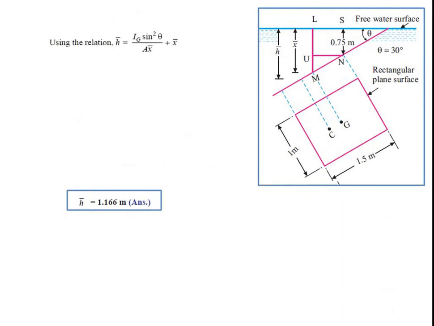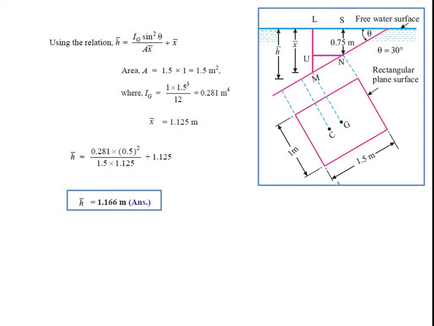Now height of center of pressure, using the relation h bar is equals to Ig sin square theta divided by A x bar plus x bar, we know that area is nothing but 1.5 meter square. Ig is nothing but b into d cube divided by 12. So it is nothing but 1 into 1.5 cube divided by 12, which is 0.281 meters raised to 4. And x bar is nothing but 1.125. So h bar can be given as 1.166 meter.